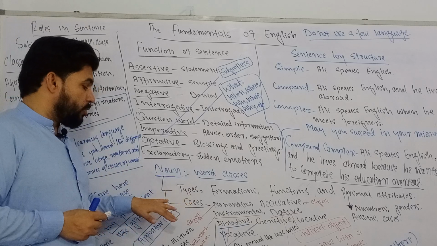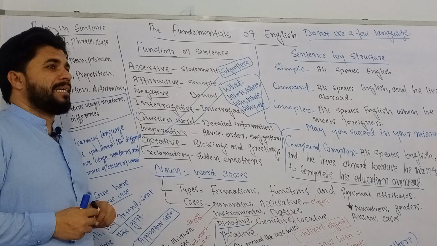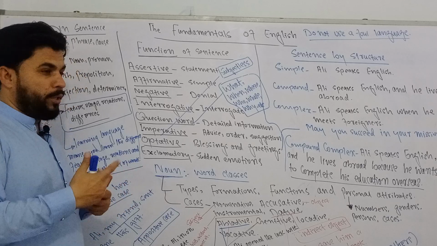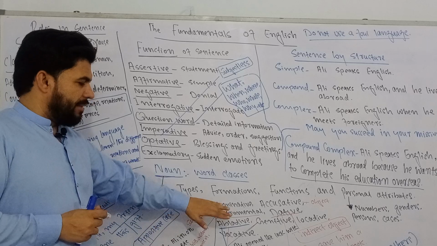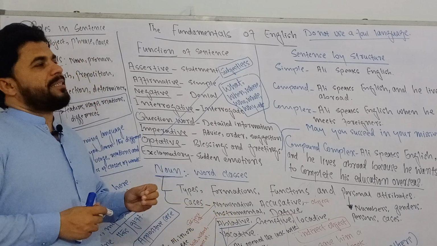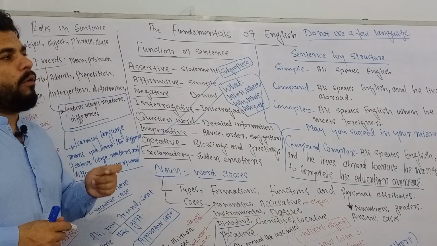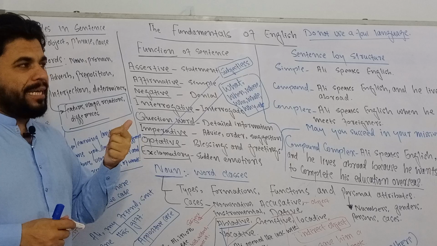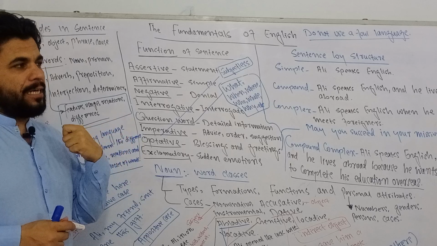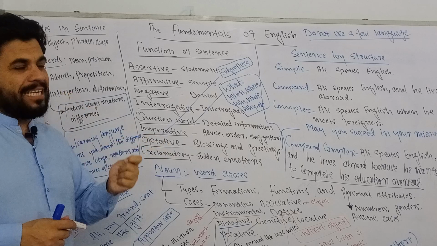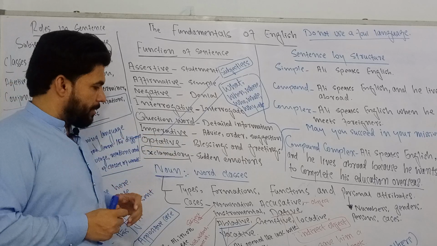And then we have the instrumental case. The instrumental case tells us how we do something. Essentially, this case is expressed with the help of a preposition like "with". For instance, if I say, "Ali opens the lock with the key." Now, Ali is in the nominative case, the lock is in the accusative case, and with the key is in the instrumental case. I hope it's making sense.